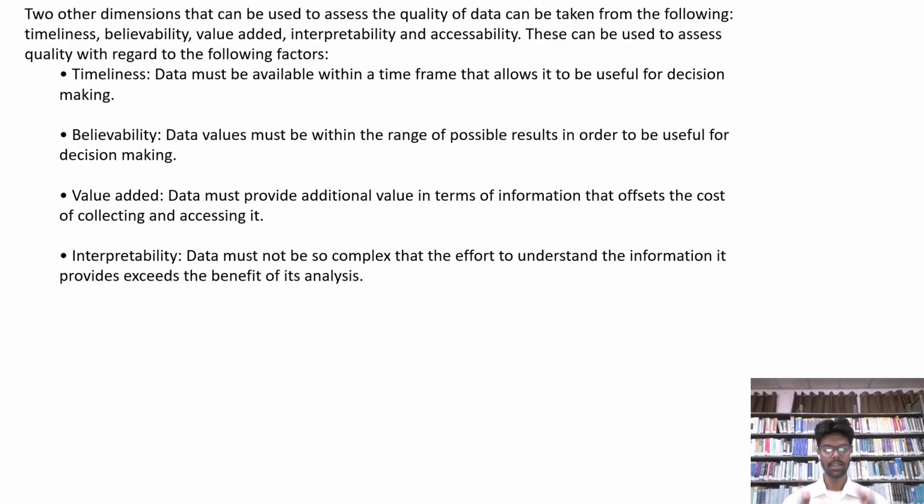Believability: the data values must be within the range of possible results in order to be useful for decision making. Third, value added. Data must provide additional value in terms of information that offsets the cost of collecting and accessing it. The last, interpretability. The data must not be so complex that the effort to understand the information it provides exceeds the benefit of its analysis.